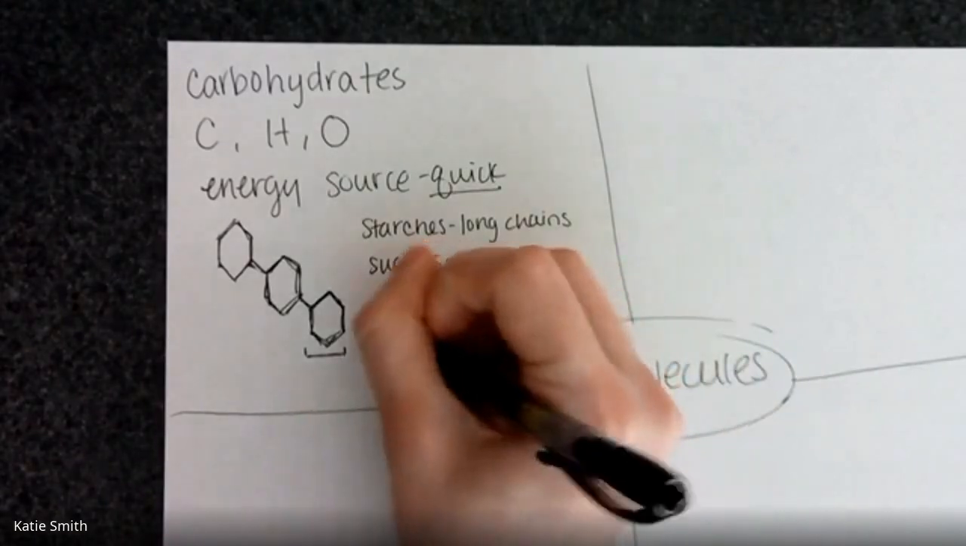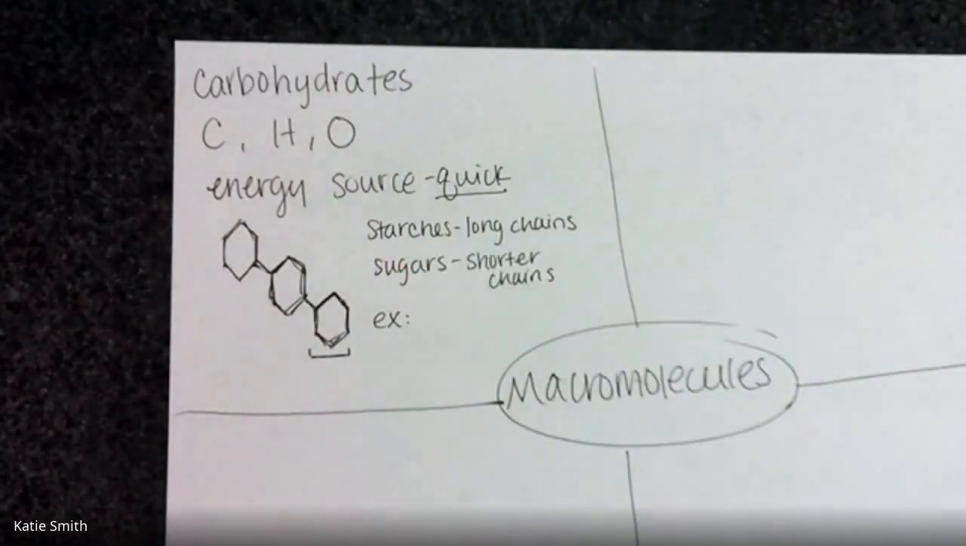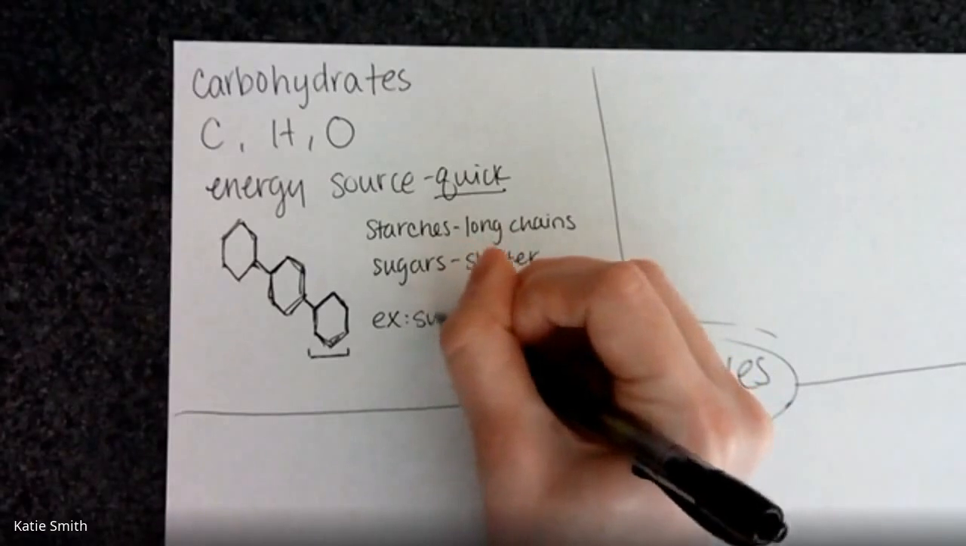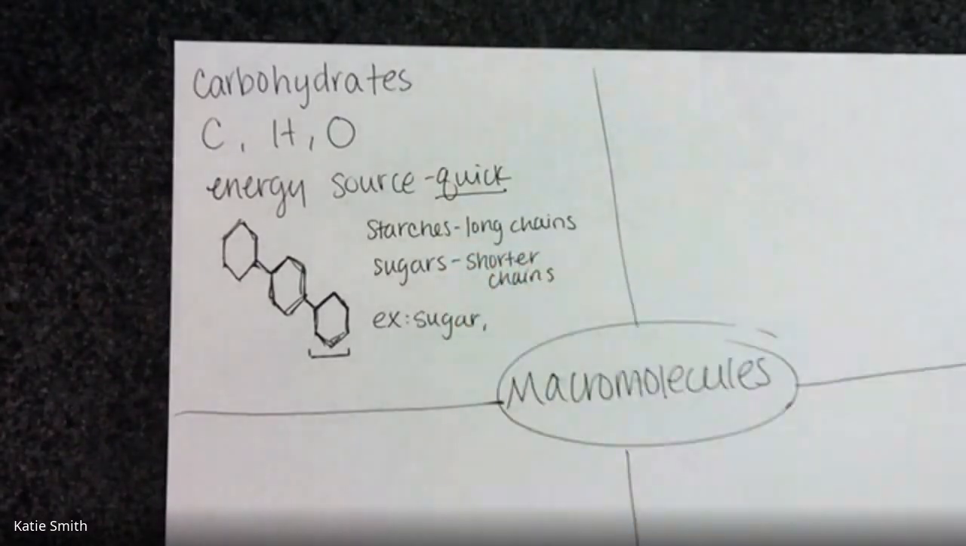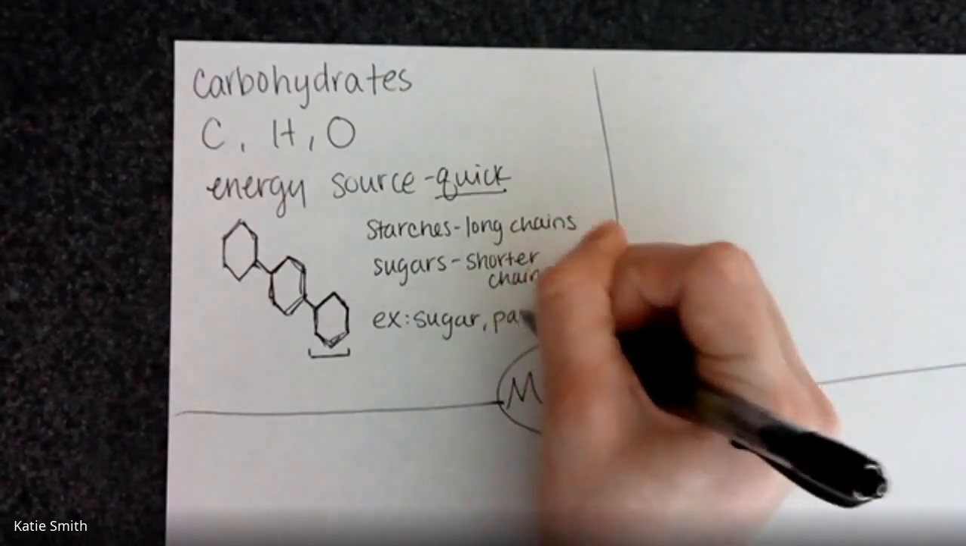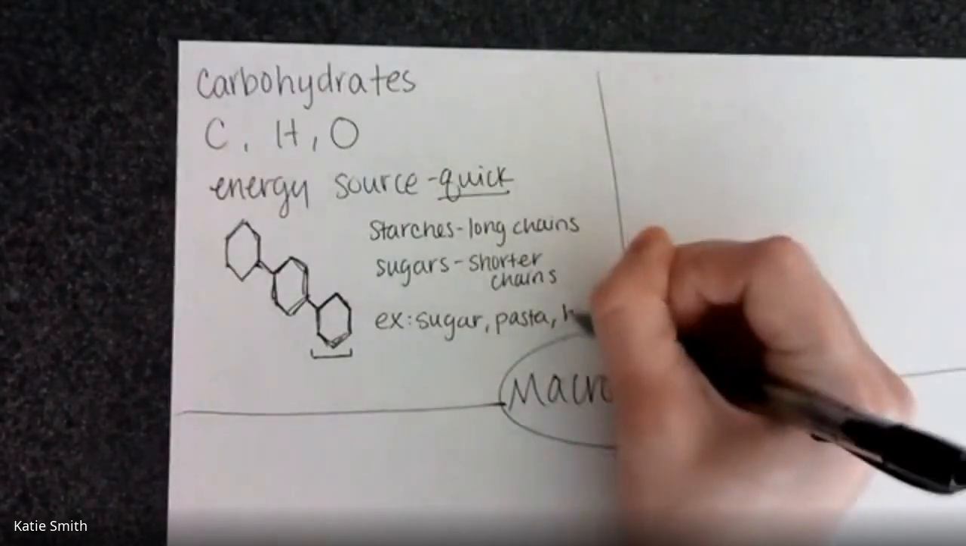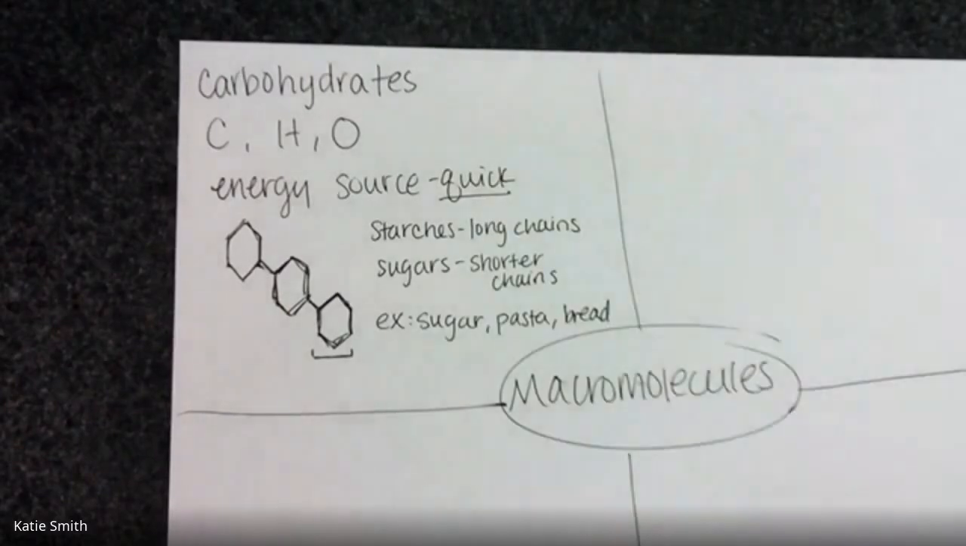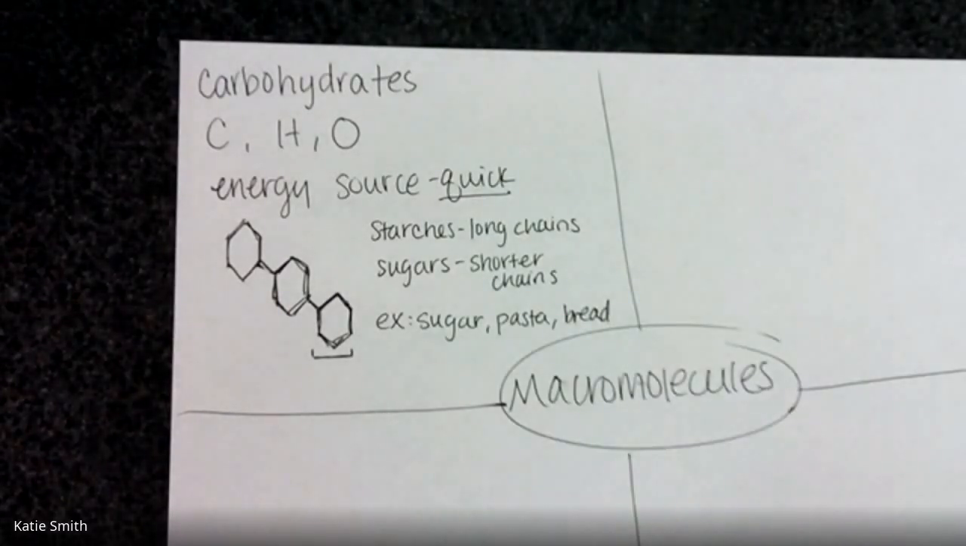What are some examples? What other things did they talk about in the video as examples? They talked about pasta loading before a long run. So things like bread and pasta. These are all things that contain mainly carbohydrates.